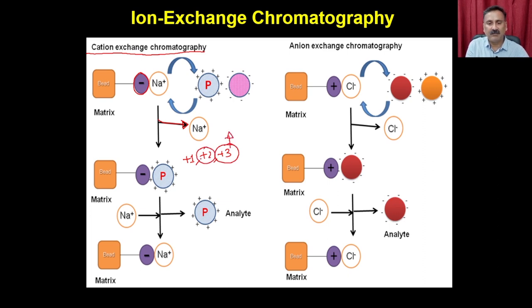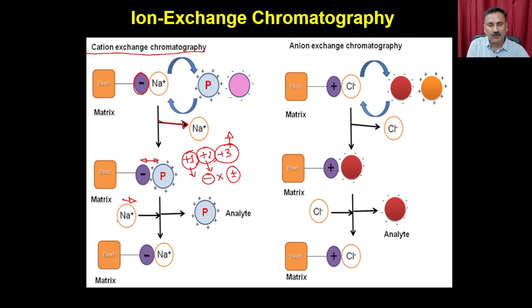This one is going to have a middle range strength, and this one is going to have the least strength. Whereas the negatively charged molecule, or the neutral molecule, will not bind. Since the proteins have different amounts of ionizable groups, these charges are going to be different, and that's why the strength of the interaction of the protein with the matrix is also different. And then you are again going to do a competition with the counter ion. In this case, we have supplied sodium.